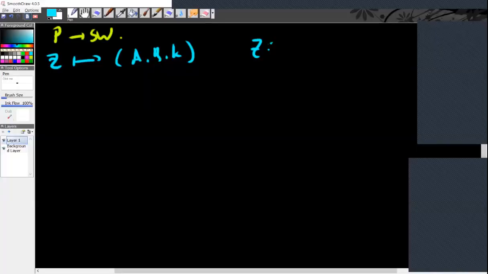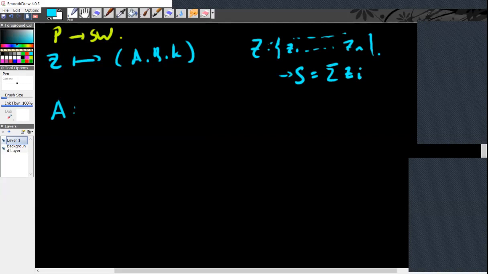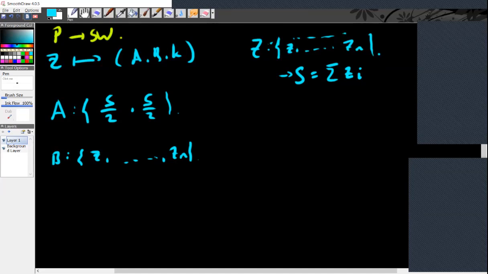The set Z is basically just, let's pretend, elements Z1 to Zn, these n elements. So let me output set A. A is the people who are owed money. Let me define this notation. S is going to be the sum of all the elements. Take all the elements first, sum them up. That's going to be some value S. Then you set A to be only two people who are owed money, S/2 and S/2. Now in terms of the people who owe money, all you have to do is copy over the set, so Z1 to Zn again. And then K is going to be set to the value n.